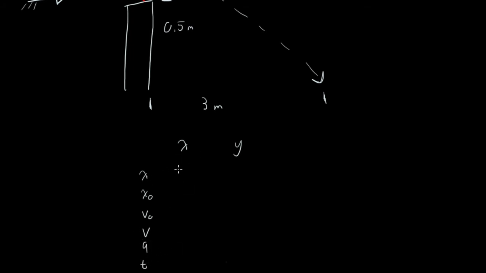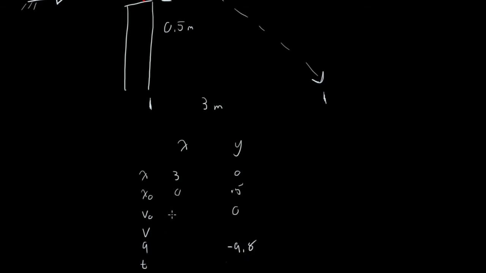And so our change in x, we're going to start at 0 and end at 3. Our change in y, we're going to start at 0.5 and end at 0. Our initial velocity in y is going to be 0. We're not moving down before we leave that ledge. Our acceleration in y is going to be negative 9.8.